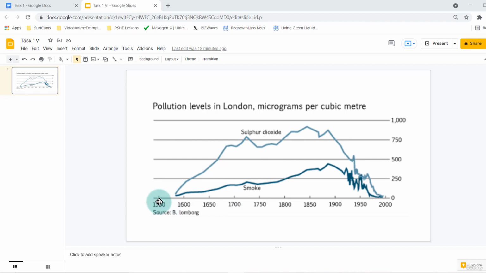Along our x-axis, we have time, or the years, starting way back in 1550, going up in increments of 50 years, all the way up to more recent times, 2000, where we can see happily there's, according to this data anyway, far less pollutants. The y-axis is micrograms per cubic metre, and we're going up at 250 at a time. So I've got a pretty good idea of the visual information for this.